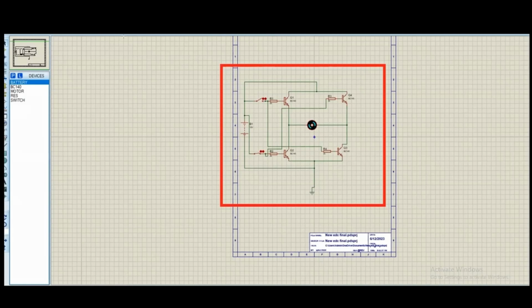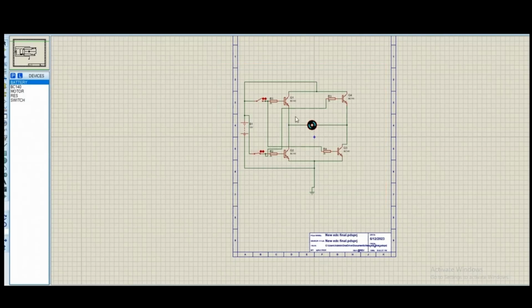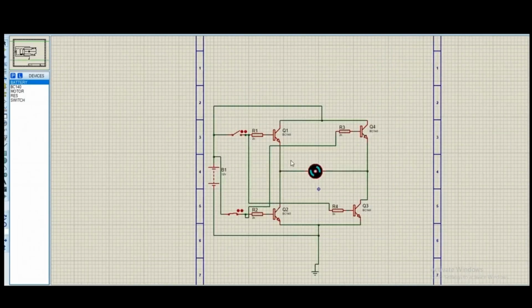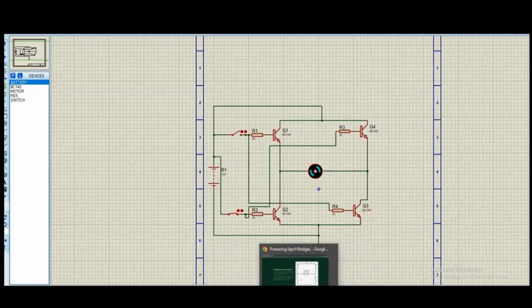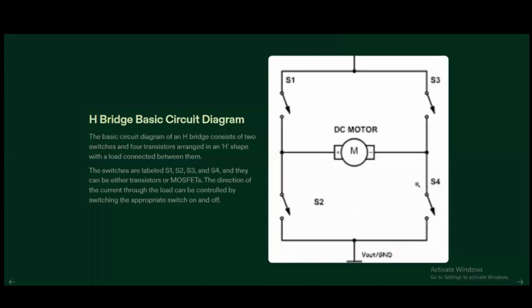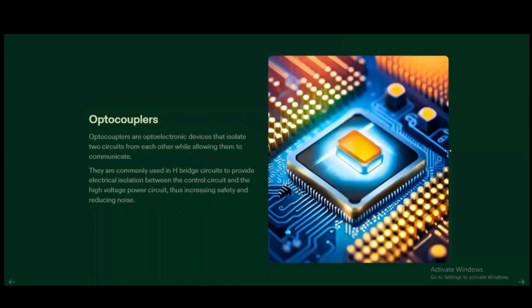Now, in this circuit, there is a very large chance of getting a short and these kinds of factors, like the safety factor is very much less in this basic circuit. To enhance this safety factor, we will use optocouplers in this circuit.